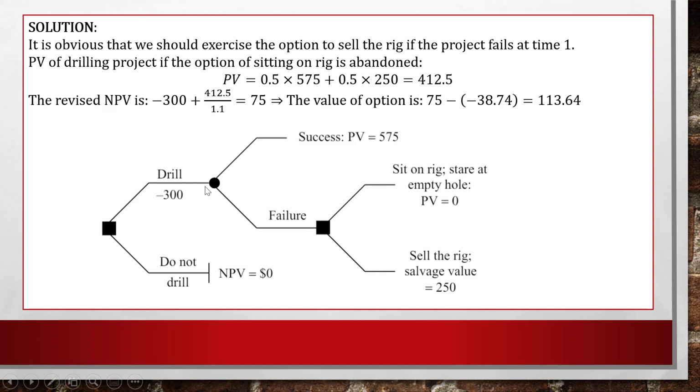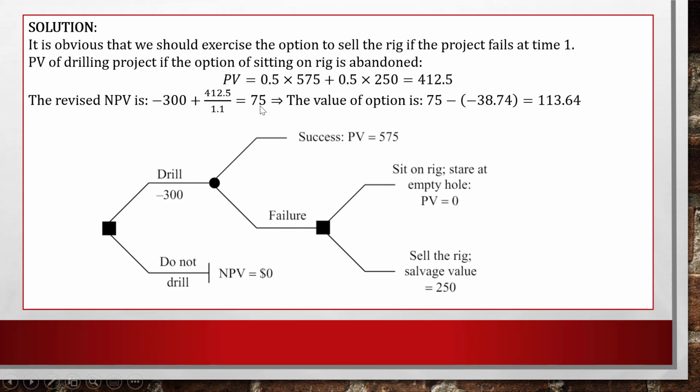Now the revised NPV is minus the initial investment, that is minus 300, plus the cash flow over 1.1. That means the present value of the cash flows. The revised cash flow here is 412.5, and over a year with cost of capital 0.1, the present value of the cash flow is 412.5 over 1.1. And we got the revised NPV is 75.